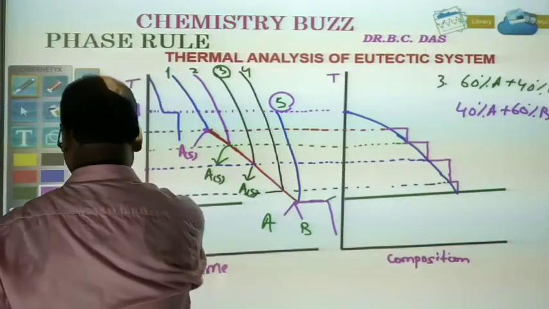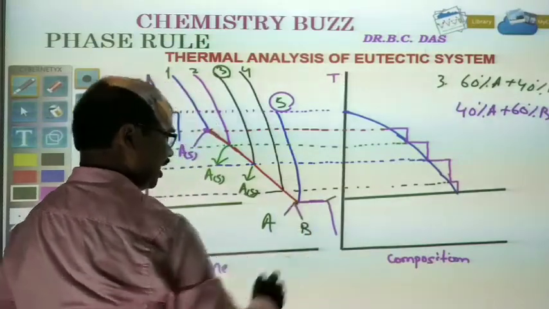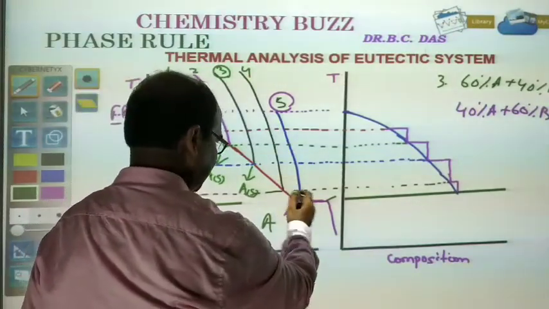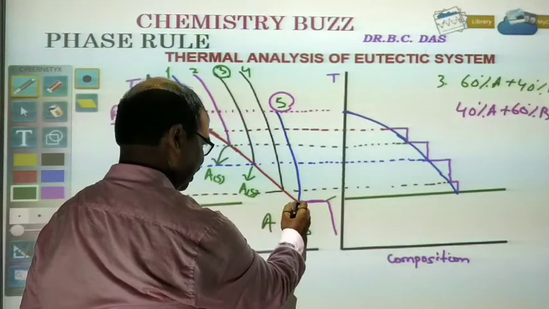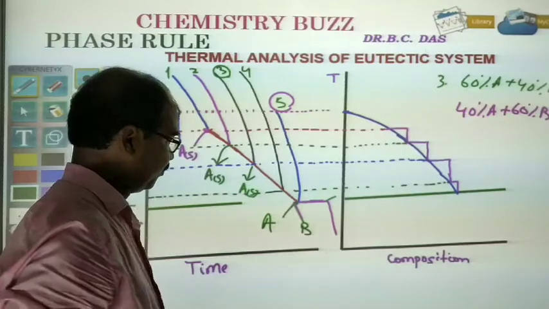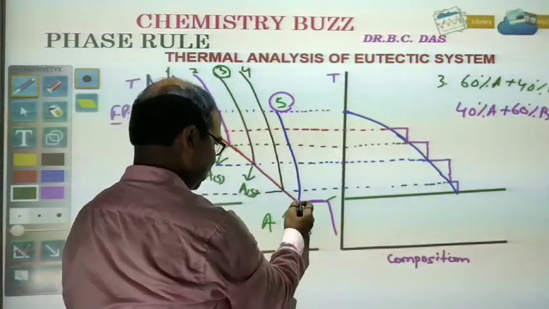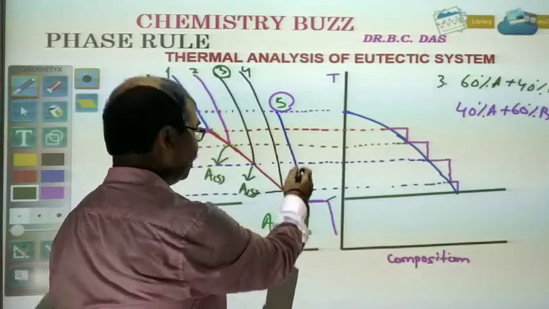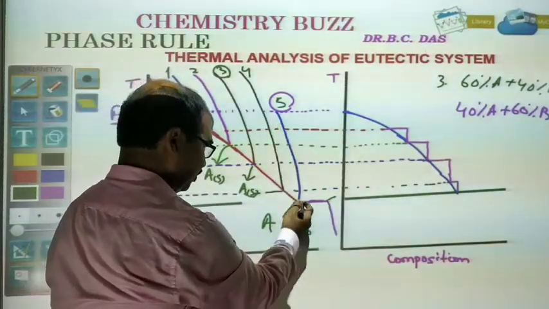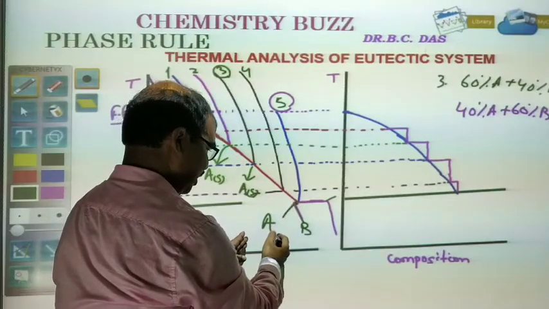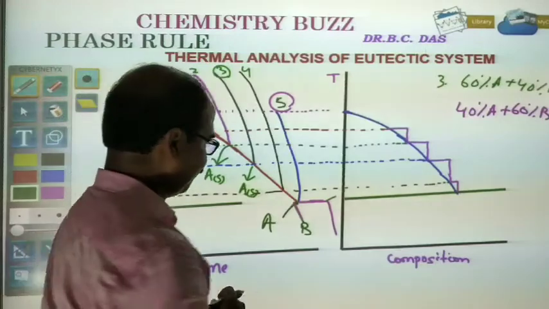temperature the solidification will start, and this will lead to the solidification of A and B. So the first solidification for this composition starts here at the eutectic temperature, and the composition is eutectic. So in the first solidification we will see the appearance of solid A and solid B.